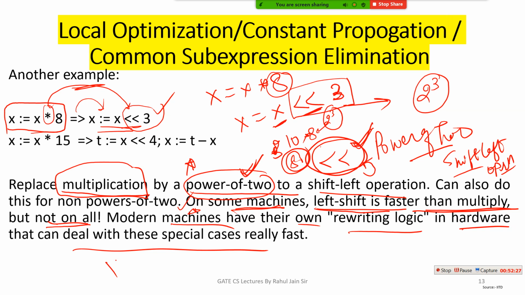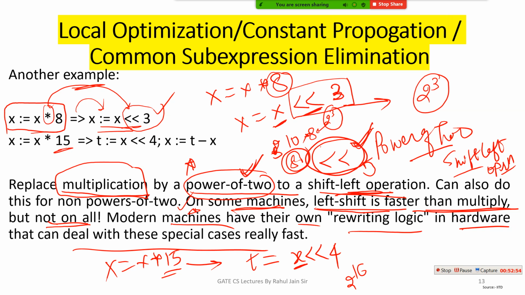Now suppose x equals x into 15 is there. So we can again optimize this code in terms of time complexity. How? We can rewrite it using the shift left operation, that is t equals x shift left 4. So whatever is there, it will multiply it with 16.